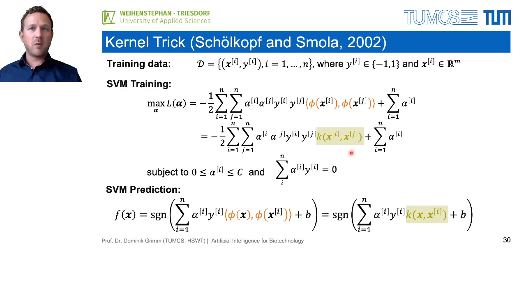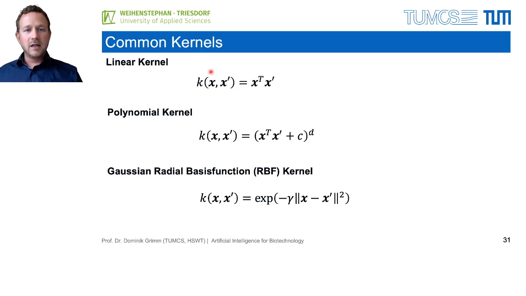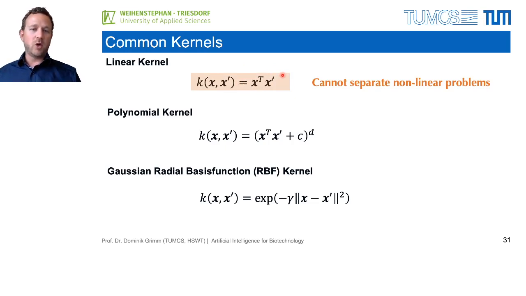So let's look at some common kernels. That's the linear kernel, x transposed x prime. This is nothing else than what you know from before. With this linear kernel we can't separate nonlinear problems, so we need more complex kernels. For example, the polynomial kernel, which is the generalization of the example from before. We have degree d, so we can also compute polynomial kernels with degree 3 to 10 or whatever.